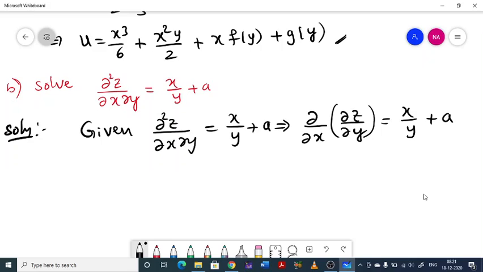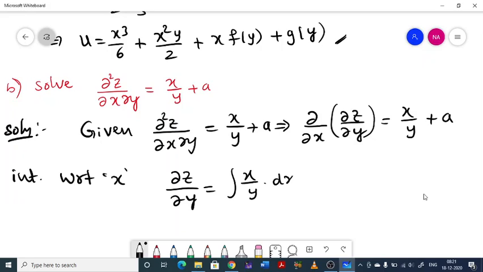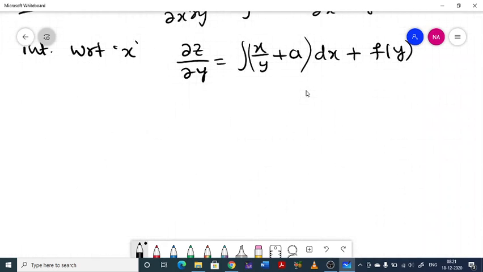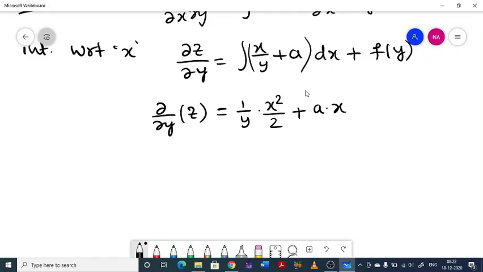To remove that, I have to integrate with respect to x, keeping y as constant. Here our intention is to find z. Integrating with respect to x, I'll get ∂z/∂y equal to the integral of x by y dx, plus the integral of a dx, plus the constant term f of y. Now integrating this, ∂/∂y of z equal to the integral of x by y, I am integrating with respect to x. So 1 by y into the integral of x, that is x square by 2, plus a into the integral of dx, that is x, plus f of y.